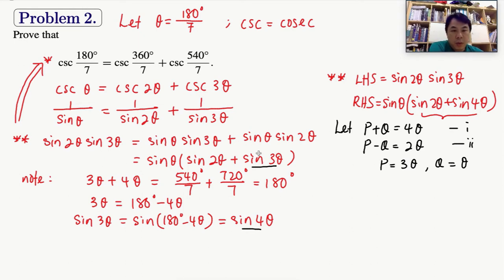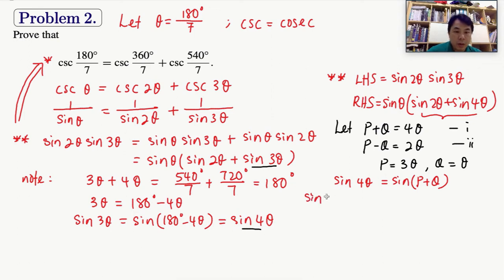Okay. Now once we have this, we can come back to our objective. Our objective is we want sine 4 theta. So how do I get sine 4 theta? My sine 4 theta is the same as sine (P plus Q). And then by using the compound angle identity, I can actually expand this.